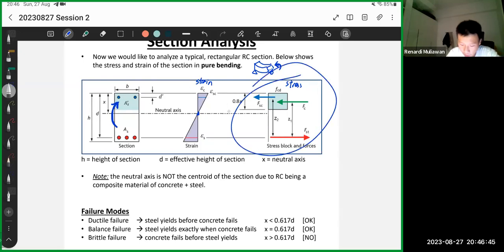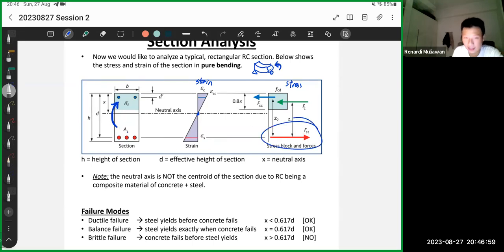The stress graph has a few components. It looks intimidating at first, but it's actually quite simple to read. Remember, the steel is the one handling the tension force. So we have FST, the force of steel in tension: F for force, S for steel, T for tension. This one is tension, this one is compression. So this is the first component.